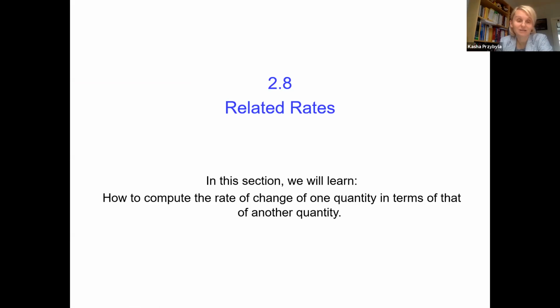We have lesson 7. We have two sections. Related rates 2.8 and 2.9 linearization. That means we're still talking about some application of derivatives.